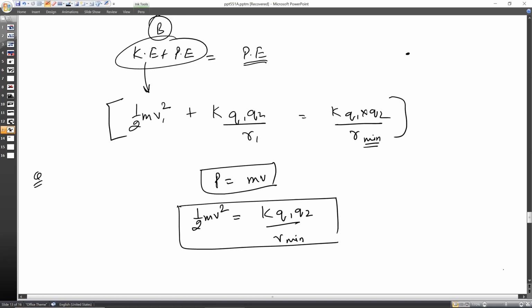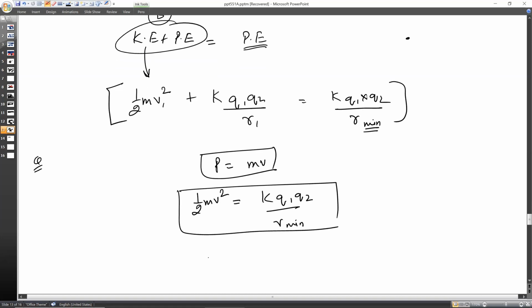Now, if we put this in terms of momentum, how can I write it? You know that half m v square, you can write as half, and since m into v is momentum, p into v by 2. Can you write it like this?